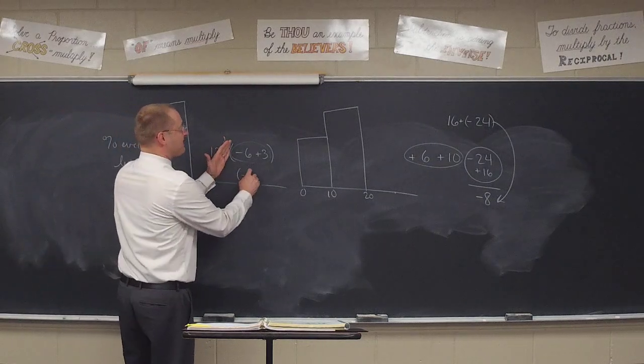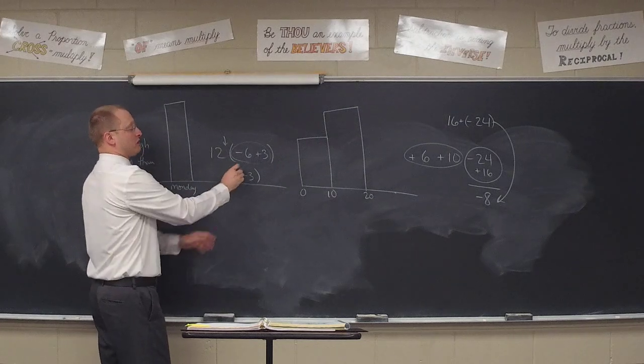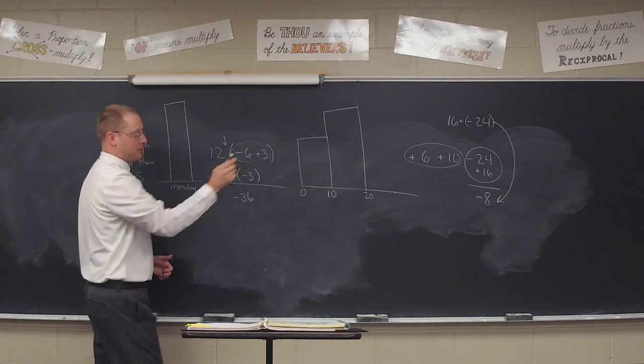So it's not positive 3, it's negative 3. You're still out $3 here. And then we multiply negative 3 by the 12 because the parentheses have been solved. That's where we get the negative 36.